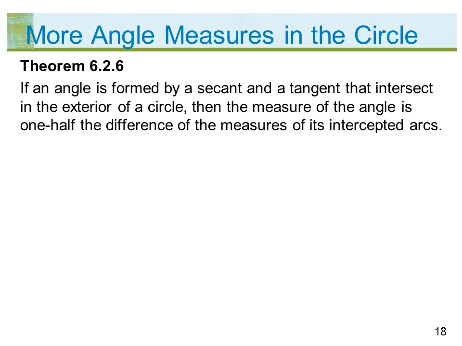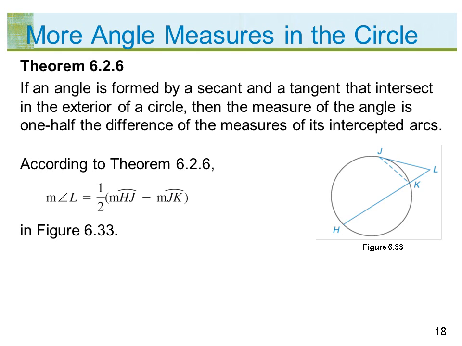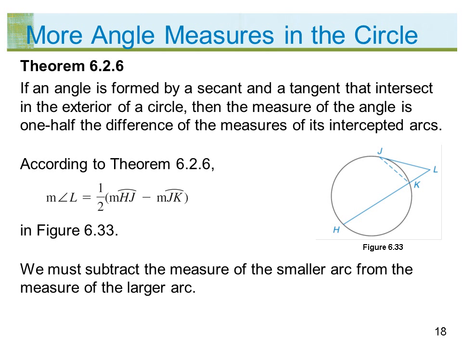Theorem 6.2.6. If an angle is formed by a secant and a tangent that intersect in the exterior of a circle, then the measure of the angle is 1/2 the difference of the measures of its intercepted arcs. According to Theorem 6.2.6, the measure of angle L equals 1/2 the difference of the measure of arc HJ minus the measure of arc JK in Figure 6.33. We must subtract the measure of the smaller arc from the measure of the larger arc.